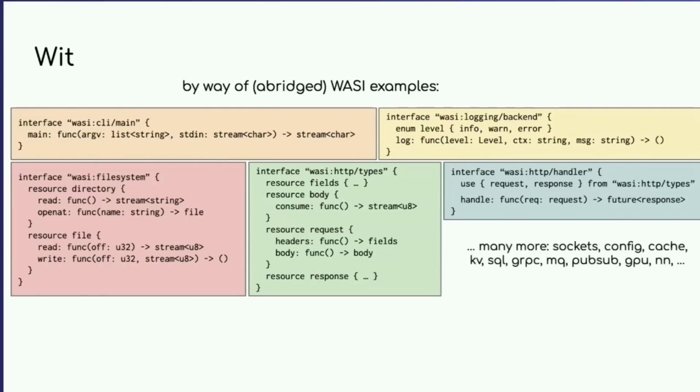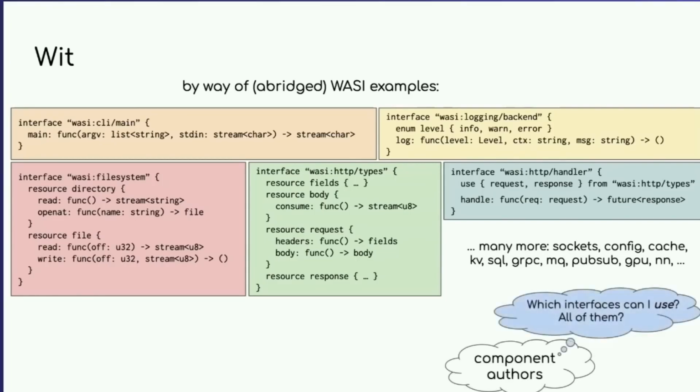And hopefully the picture you're getting here is that these interfaces can be small and modular and focus on just one task. But then from a component author perspective, I'll have to ask the question, well, which interfaces can I use? Like, all of them? I mean, that sounds nice, but I'm a little skeptical that I'm gonna get a GPU or neural network hardware everywhere. And then from a platform vendor's perspective, I ask the same question.